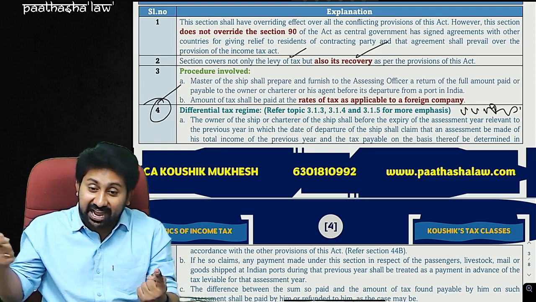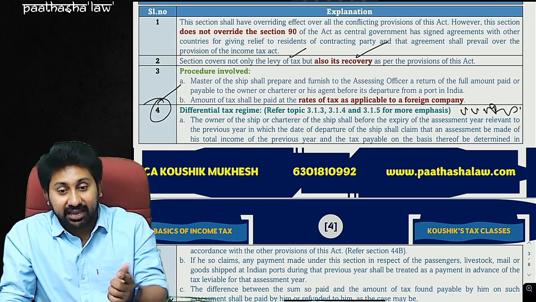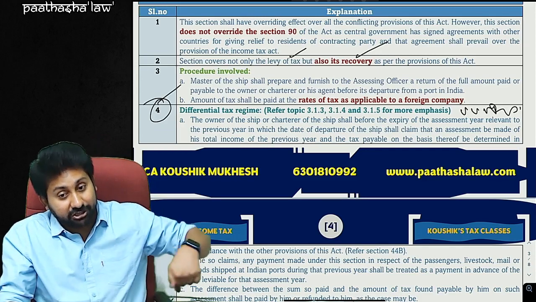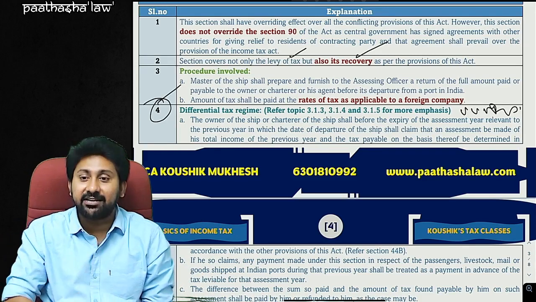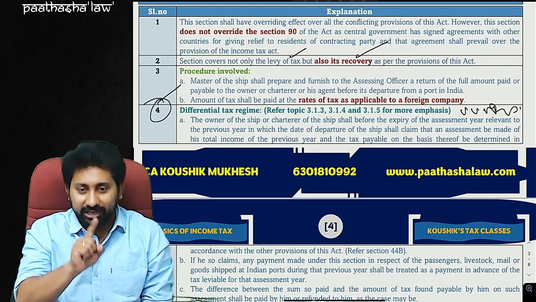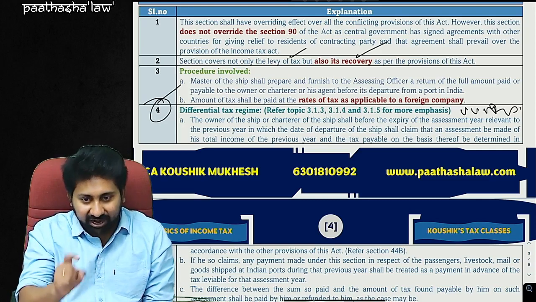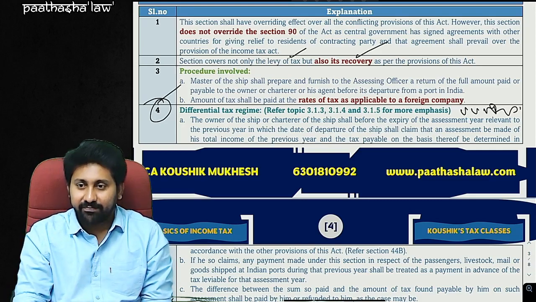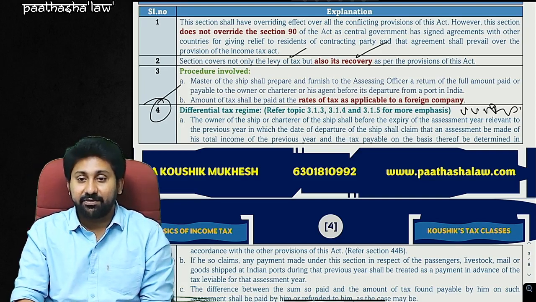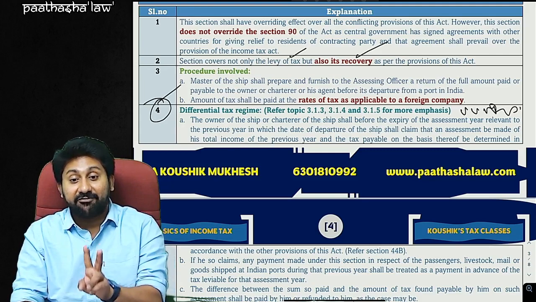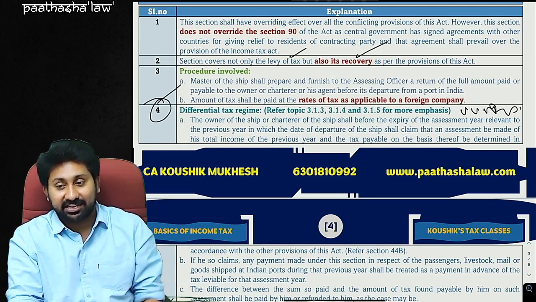172 is attached with 44B. 44B is a correspondingly attached section to 172, which asks: are you a non-resident? Yes. Are you doing a shipping business? Yes. Are you collecting freight or carriage? Yes. I will make one small adjustment to this. I will give you a differential tax regime.